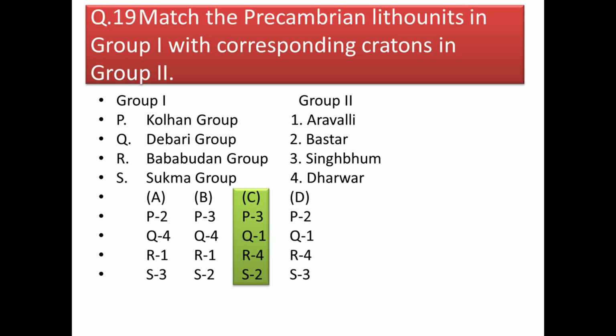Next question. Match the Precambrian litho units in group 1 with their corresponding cratons in group 2. See, Kolhan group is of Singhbhum craton, Debari group is of Aravali craton, Bababudan group is of Dharwar craton, and Sukma group is of Bastar craton, right?